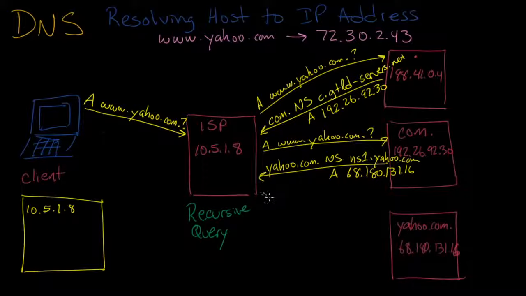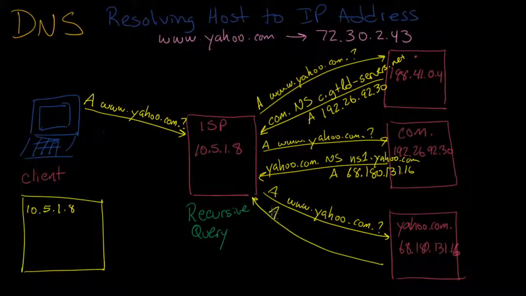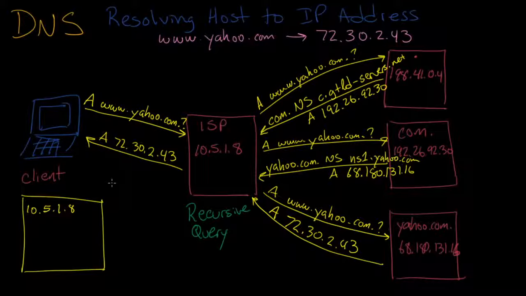So it asks the same question again: what is the address for www.yahoo.com? And this time, the DNS server has an answer. It says the address is 72.30.2.43. Now your ISP has the answer, and it can return that response back to you. And your computer is now able to contact the www.yahoo.com web server in order to deliver a web page to you.